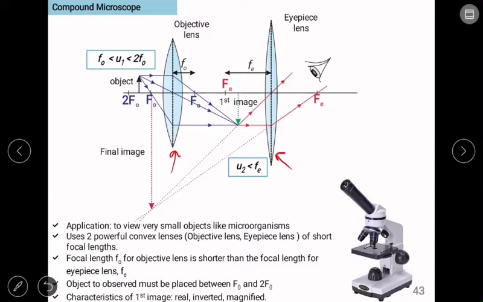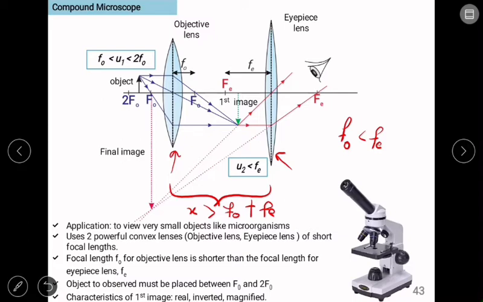For a compound microscope, our FO is smaller than our FE. And the distance between our objective lens and eyepiece lens, I'm going to call it X. X is more than FO plus FE. Alright?